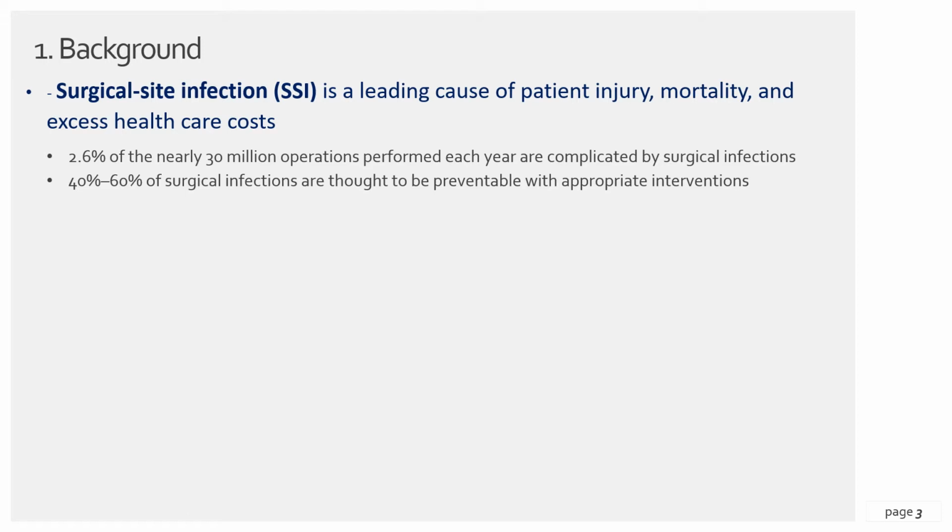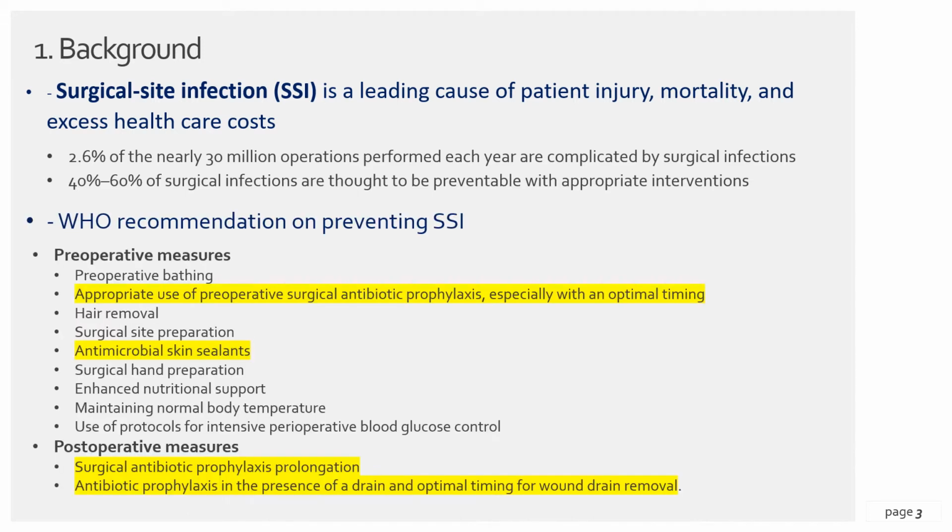2.6% of nearly 30 million operations performed each year are complicated by surgical infections. 40 to 60% of surgical infections are thought to be preventable with appropriate intervention. WHO recommendations on preventing SSI include both preoperative and postoperative measures. As you can see from the list, the use of preoperative surgical antibiotic prophylaxis has been emphasized as an important intervention to prevent SSI.